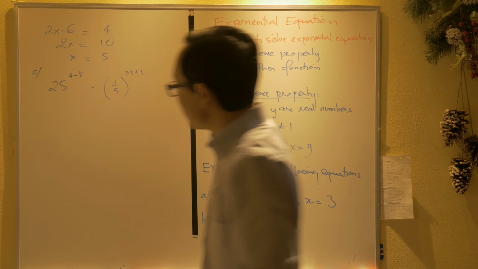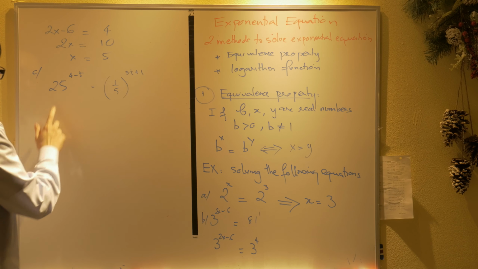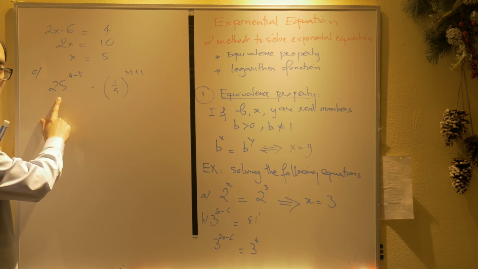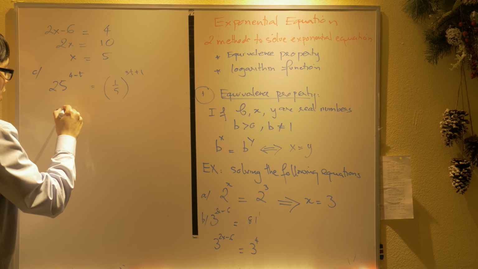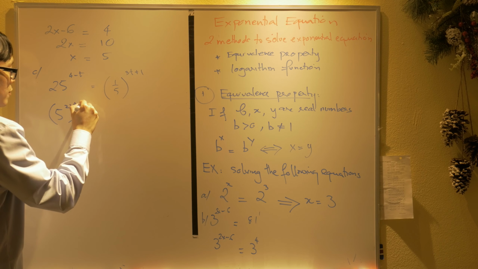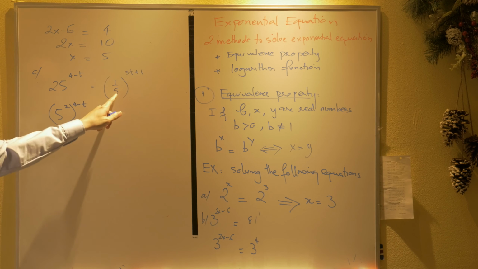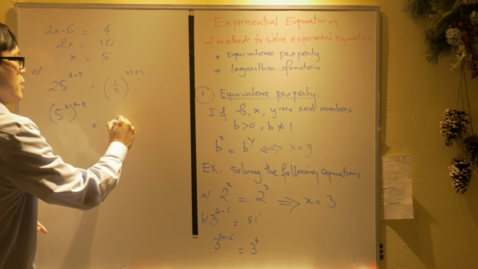But if you recognize this, you will see that 25 is 5 squared. It looks like I can bring it to that base. So 5 squared, to the 4 minus t. And 1 over 5, you can change it into 5 to the negative 1.